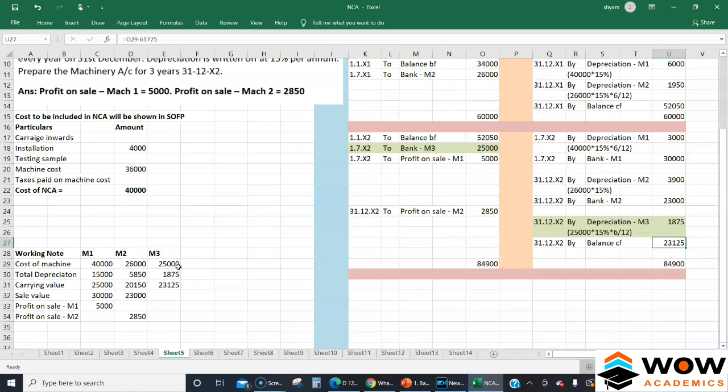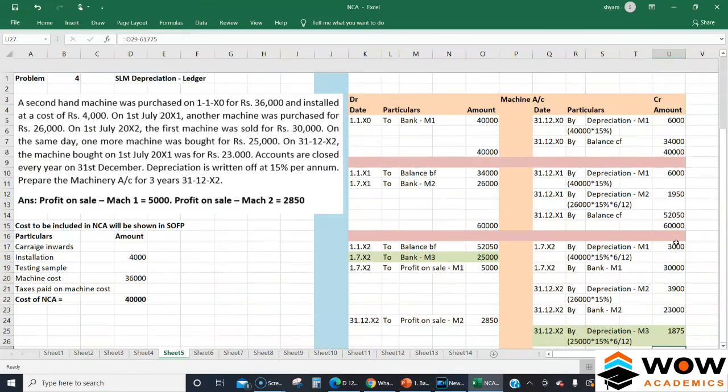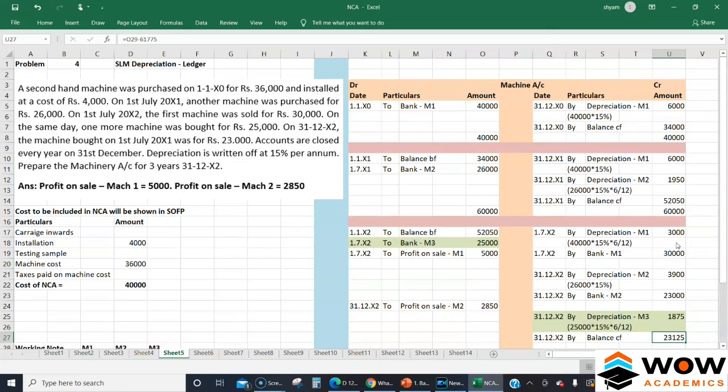So even when you work out the machine cost minus depreciation, this is the ending value. This is the only machine that we are still having. Okay, M1 and M2 are sold and profit is accounted. So 23,125 is the value of the third machine that we are still holding. Okay, so this is a nice sum. Once you get an idea about this, even if you have multiple machines, you can still work out an answer. Okay, so we'll move on to the next sum.